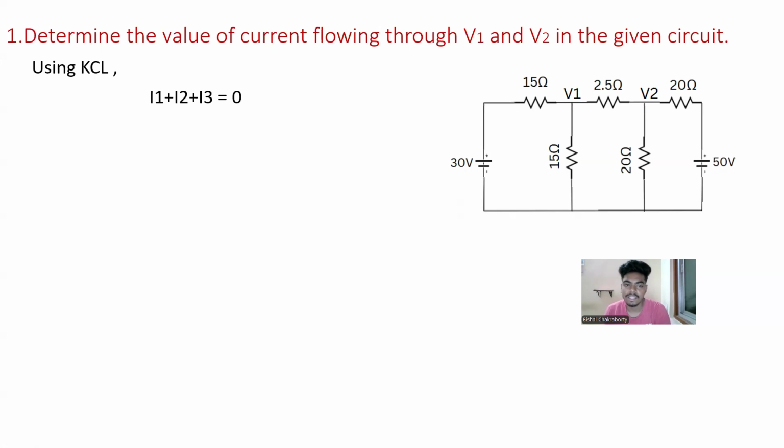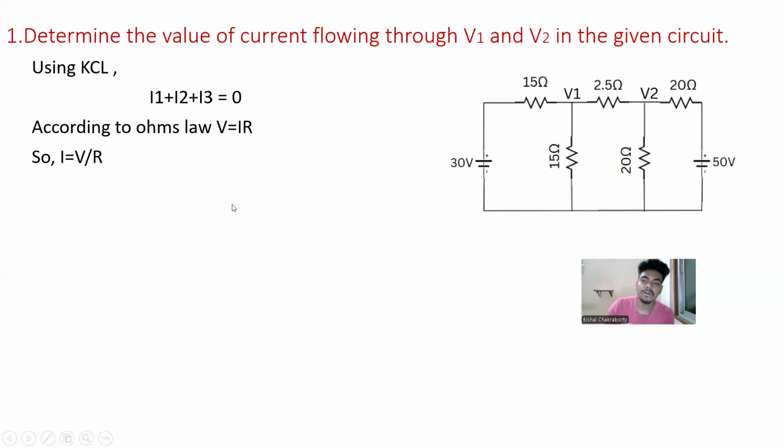KCL is a law which states that whenever there is a junction in an electrical circuit, the entering and leaving current should be algebraically zero, or else we can say that the algebraic sum of the entering and leaving current should be equal to zero. In this case we take I1 plus I2 plus I3 equals zero. Now we need Ohm's law to solve this question, which is V equals IR. From the same formula, we can derive I equals V by R, which is current equals potential difference by resistance.